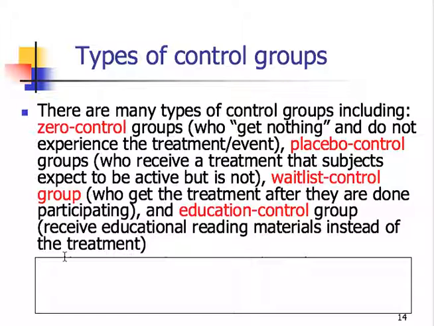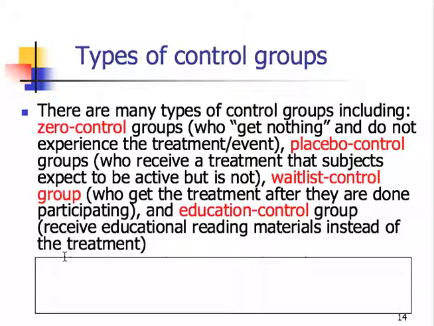There are several types of control groups. We can use these in true experiments as well as these non-equivalent groups designs in other types of studies. A zero control group, in case you don't remember this from other lectures or other classes, is a group that gets nothing. That means they don't experience the treatment or the event. They usually know that they're getting nothing, as they can sort of figure it out depending on what kind of study it is.